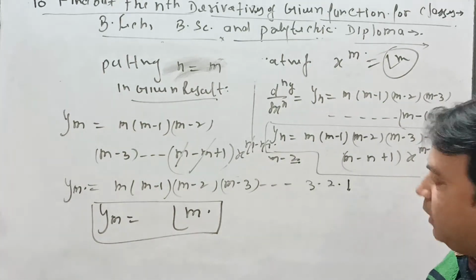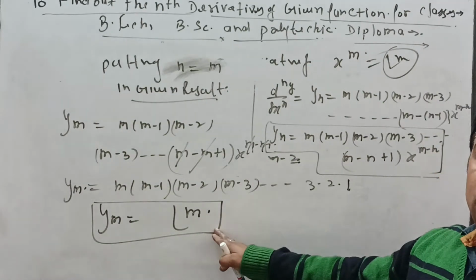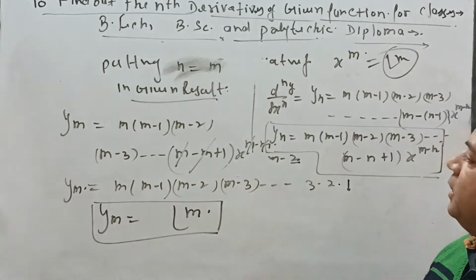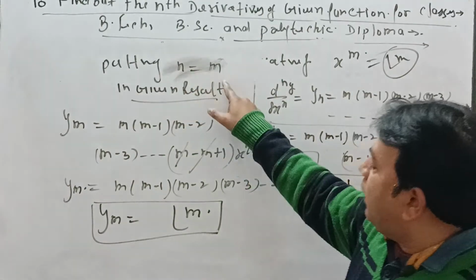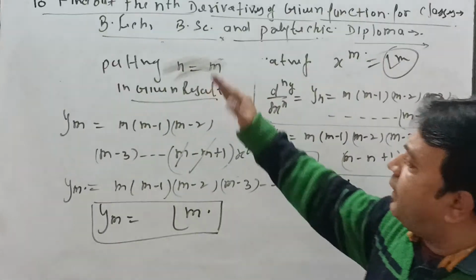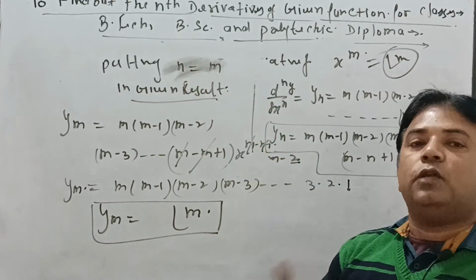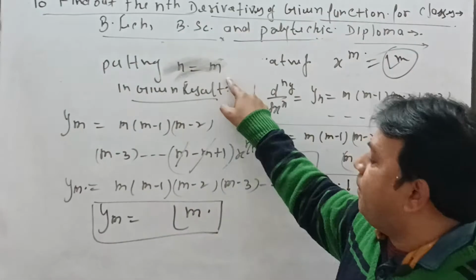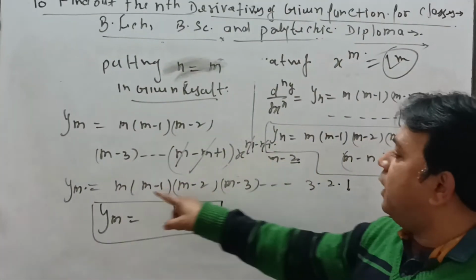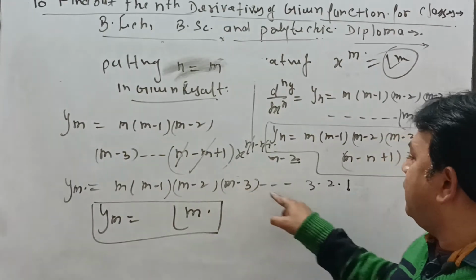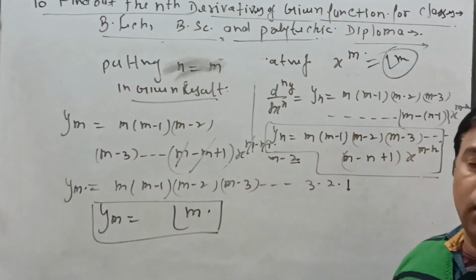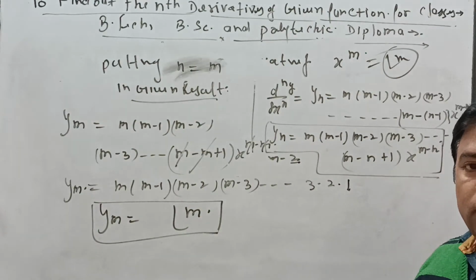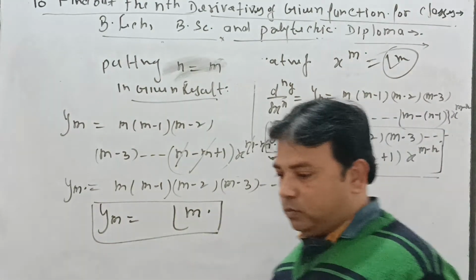Do you all understand? If you have any doubt about this formula, I will repeat it. In the given result you put n equal to m. First we find the nth derivative, and after that you put m in place of n. Then the formula changes to m(m-1)(m-2)(m-3) and so on down to 3 into 2 into 1. That is called the value of the factorial m. Please make a note.